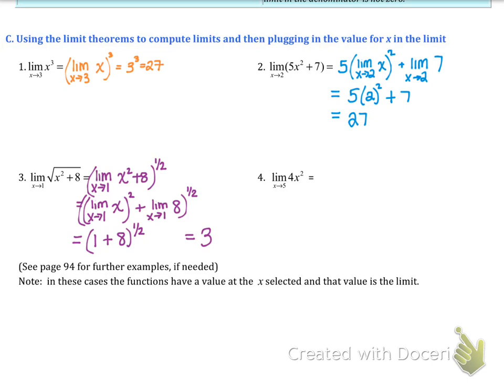And then this last one, we are going to take that 4 and bring it out in front and just say the limit as x approaches 5 of x all squared. So we have 5 squared, which is 25. So this is going to give me 100.